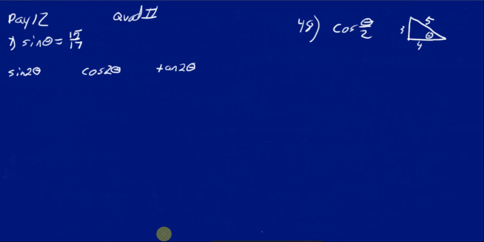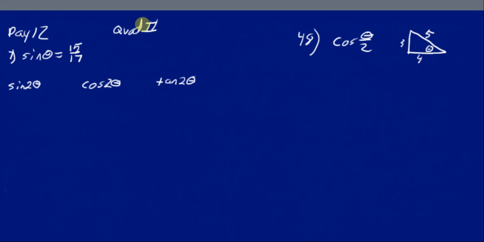Okay, the next two problems are from day 12. I'm going to do number 7 first and then 48. In 7, we're given that the sine of theta is equal to 15 over 17, and the fact that the angle is in quadrant 2.